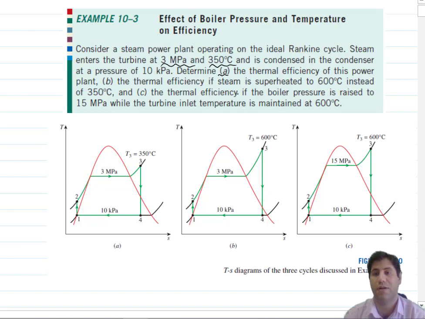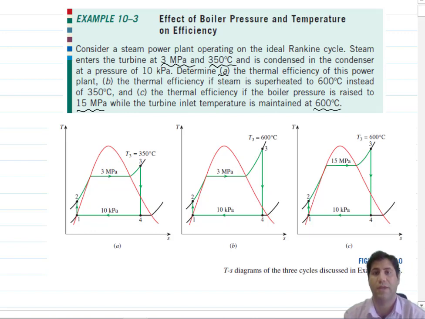We need to determine the thermal efficiency if the boiler pressure is raised to 15 megapascal while the turbine inlet temperature is maintained at 600 degrees Celsius. This is also another method to improve or increase the efficiency of the Rankine cycle, and we have already introduced this cycle and this modification to you. And here also what we have is the TS diagram for all of these three different conditions.